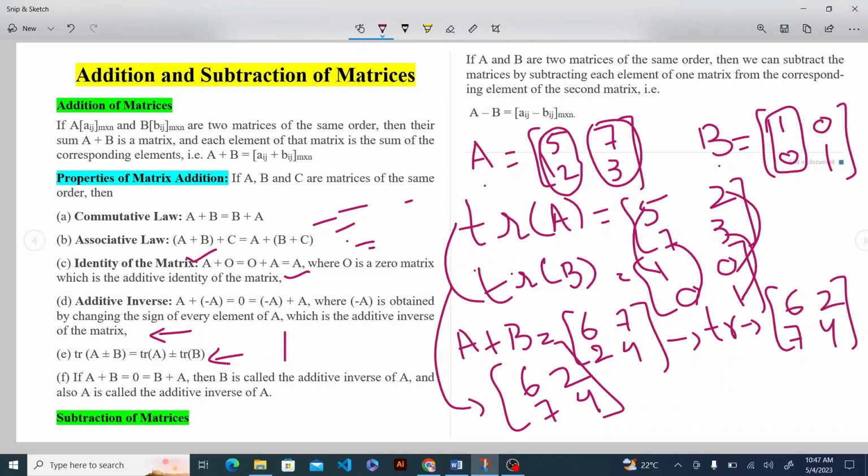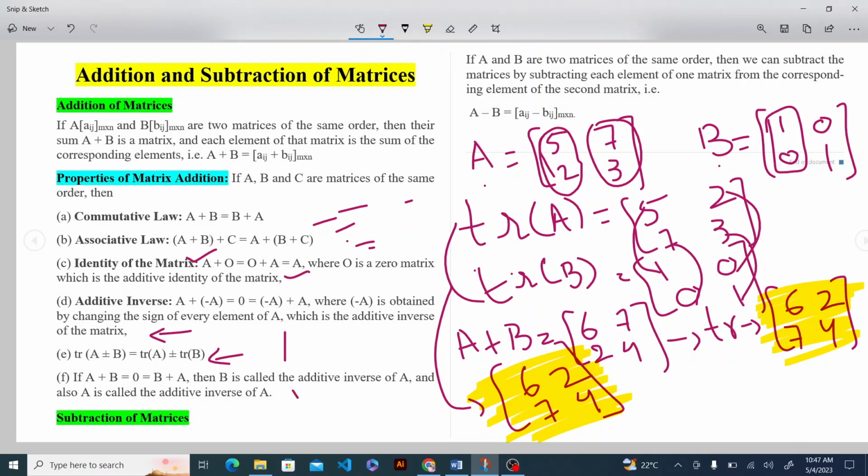So see, we have these two matrices, this one for the left hand side and this one for the right hand side, and they are equal: 6 2 7 4, 6 2 7 4. So the property has been proved that if we take the transpose of the resultant matrix after adding A plus B, or if we take the transpose before adding the two matrices, then the answer will be the same. Okay, equal.